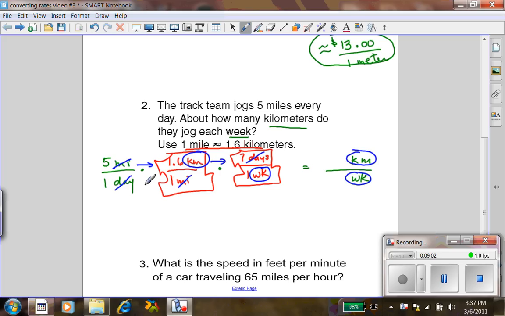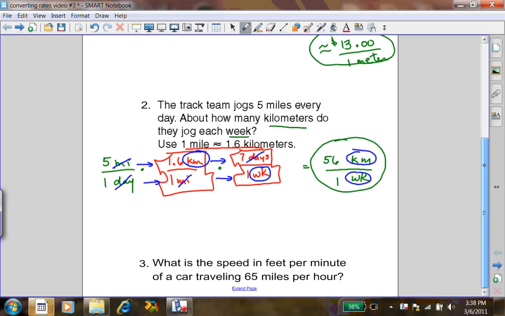So we're just going to multiply all the numerators together and all the denominators together. Go ahead and multiply those out. Pause me and multiply. All right, and hopefully you ended up with the final answer of 56 kilometers per week. And there is your answer.